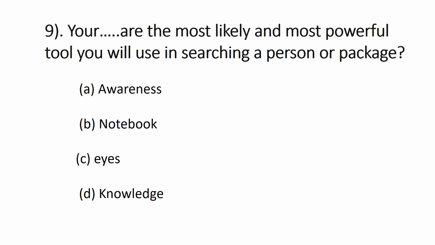Question number 9: what is the most likely and most powerful tool you will use in the search of a person or package? Awareness, notebook, eyes, knowledge. The correct answer is eyes. When you are searching people, the most powerful weapons for the security guard are eyes. Your eyes are the most powerful tool you will use in the search of persons or packages.